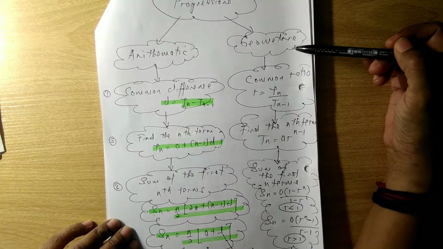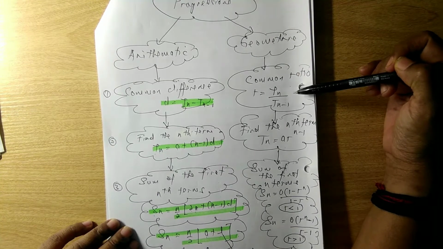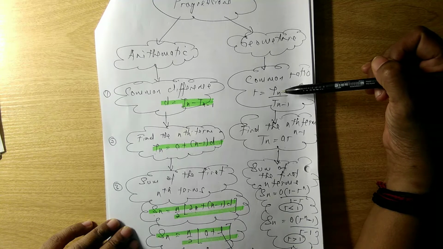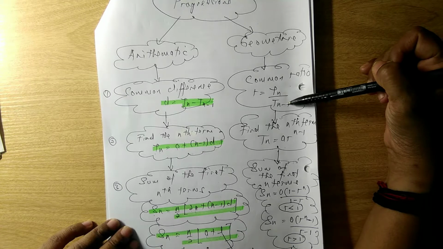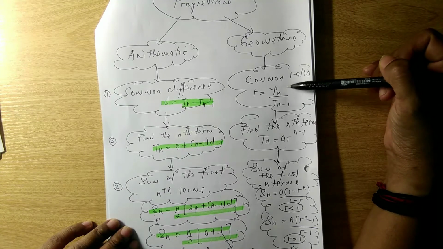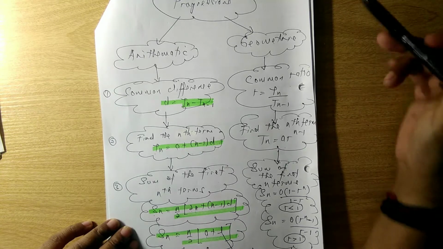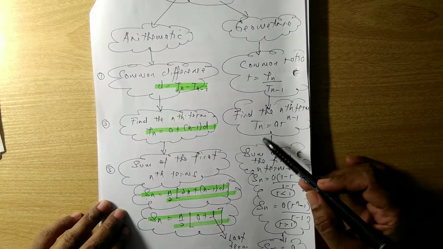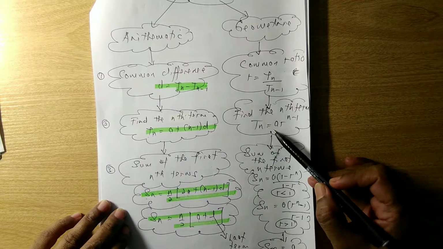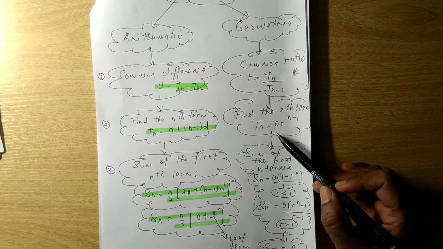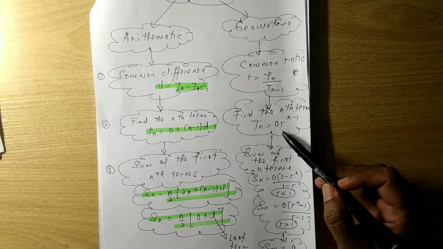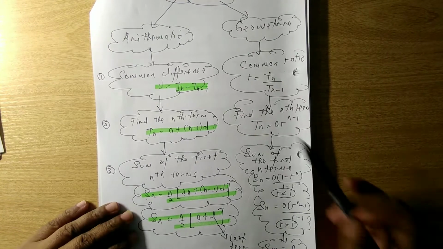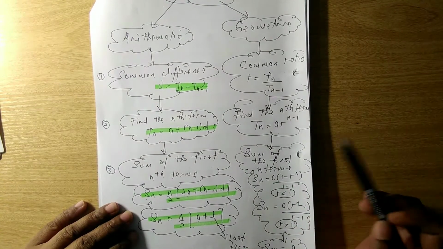Common ratio. For geometric progression, the concept here is called common ratio. The formula is actually Tn over Tn minus 1. I'll show you examples afterwards, it's a lot easier to remember. Next is to find the nth term. So the nth term will be Tn equals AR^(n-1), whereby A is your first term, R is your common ratio, and n is the number of terms that we're looking at. So Tn equals AR^(n-1).